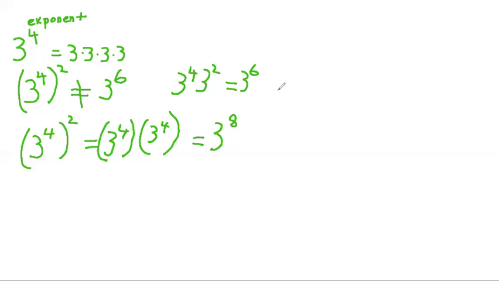So you see, this gives rise to the following rule. If you have the same base, and these are some letters that get used frequently, B for base.